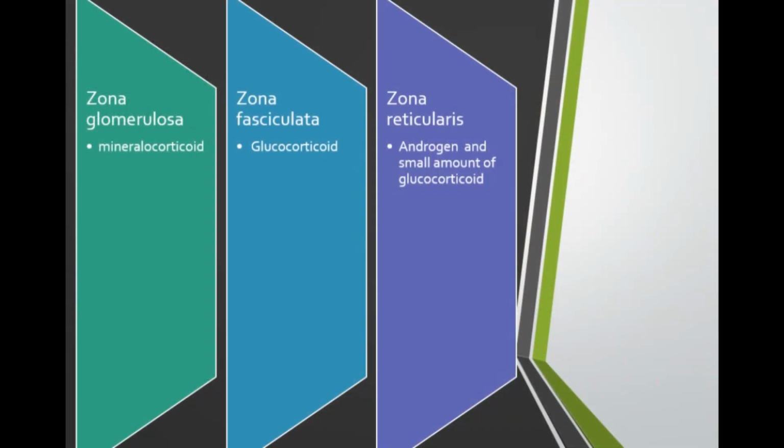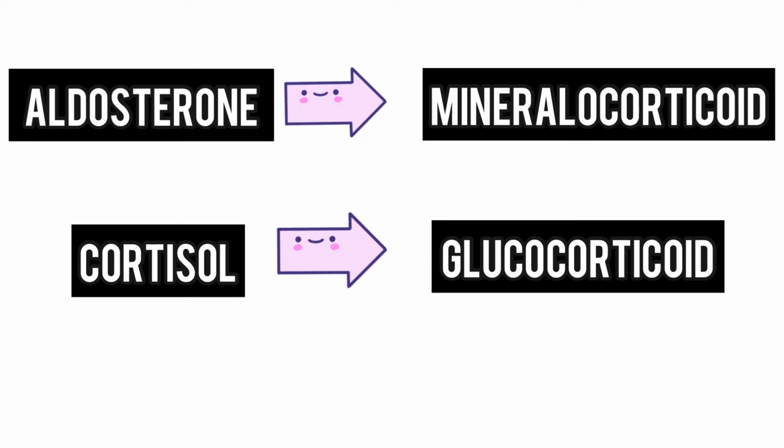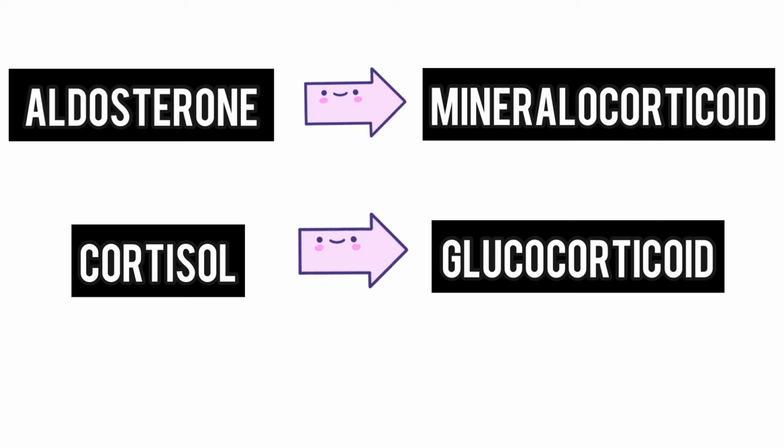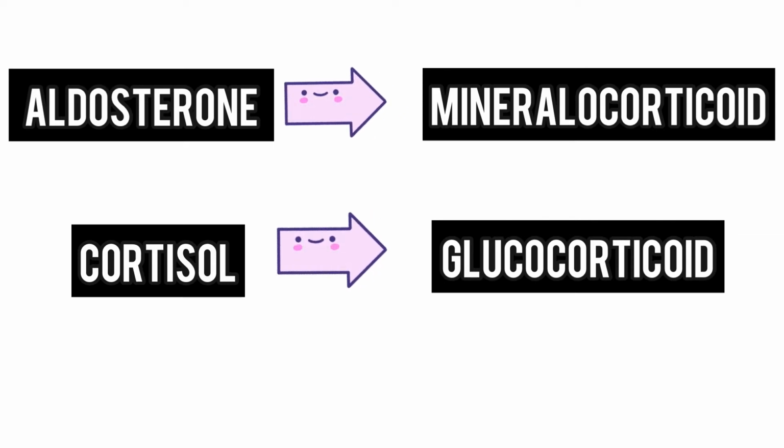other two layers. All the hormones which are produced from the adrenal cortex are divided into three main categories: the mineralocorticoids, the glucocorticoids, and the androgens. And once again, the main point of concern for us is aldosterone and cortisol. Now, if I try to classify these hormones according to the previously mentioned categories, aldosterone is a mineralocorticoid, whereas cortisol is a glucocorticoid.